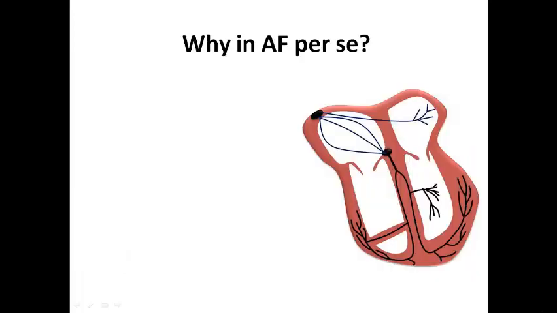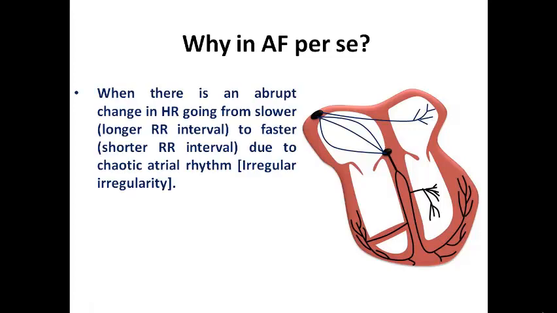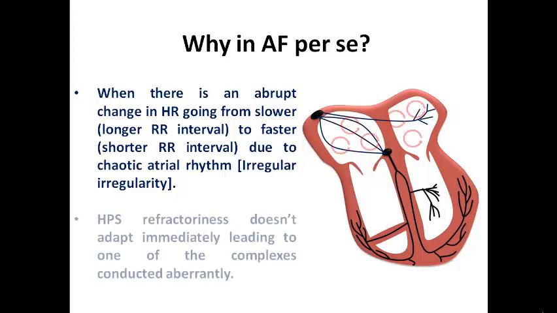So let's explain it. First of all, why did this pattern appear in AF per se? The problem is that when there is an abrupt change in heart rate, going from slower to faster heart rate due to the chaotic atrial rhythm, this leads to a problem related to the refractoriness of the His-Purkinje system. And why again? Because the refractoriness of the His-Purkinje system doesn't adapt immediately. So one of the complexes that is conducted antegradely may be conducted in the relative refractory period of the His-Purkinje system, which gets longer due to the irregular heart rate.